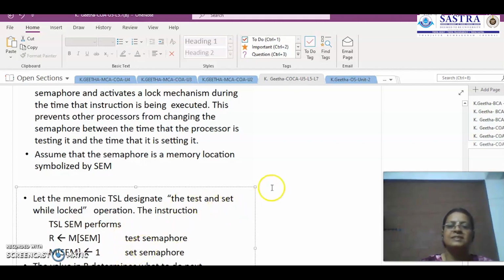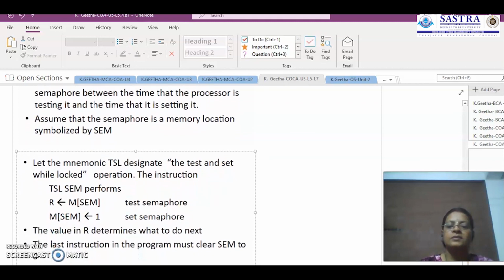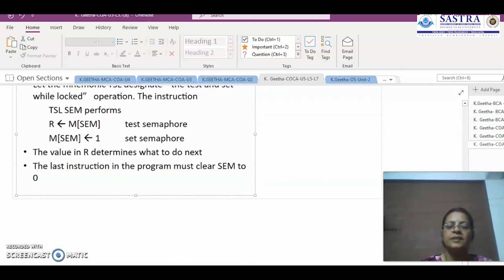This is an indivisible operation, and it is done as an atomic operation. So this completes the discussion of interprocessor synchronization, and the communication is going to happen only in the case of the loosely coupled organization. In tightly coupled organization, the memory will take care of it.